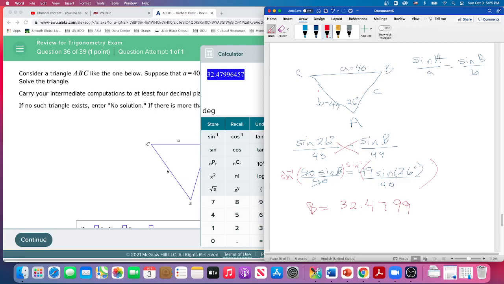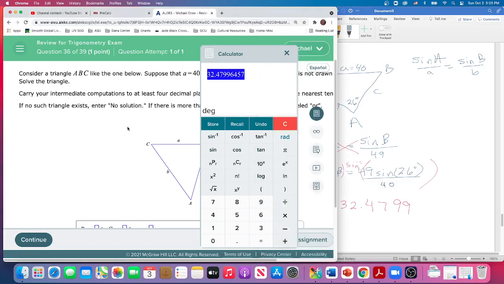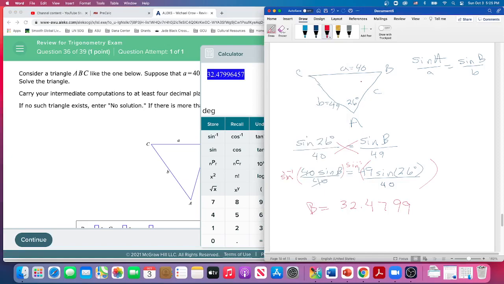So we go out to here, we'll be fine. But when we record it, they want it to the nearest tenth. So we'll record B as 32.5. But we're going to leave it like this for now as we go and try to find the other angle.